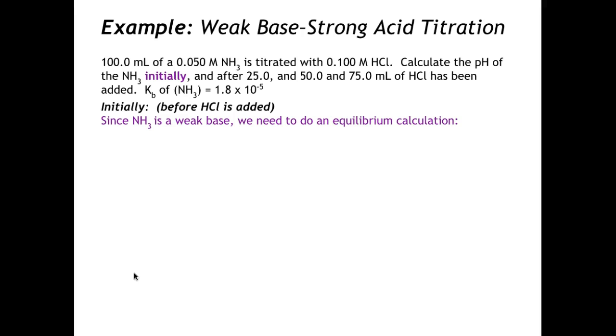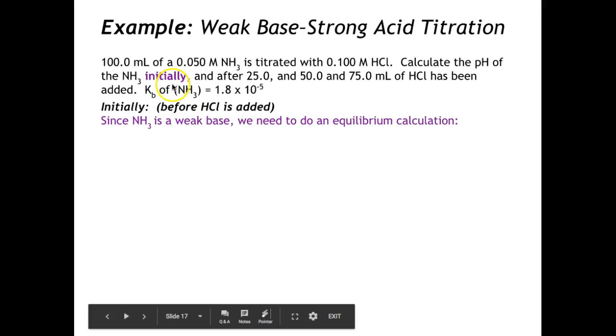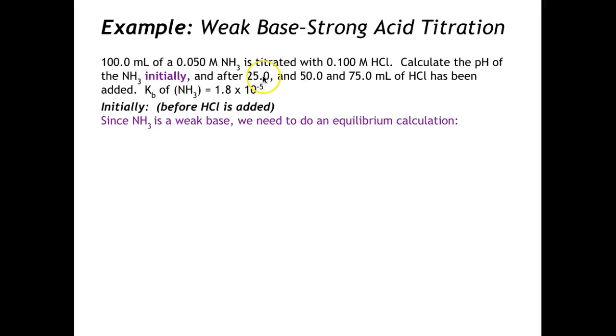So when we go through this, here's our first example problem. So we're going to take a look at what happens initially in terms of pH after 25 milliliters of acid, 50 milliliters of acid, and 75 milliliters of acid have been added to our solution. So we initially are going to have 100 mL of 0.05 molar NH3, ammonia, which is a weak base.